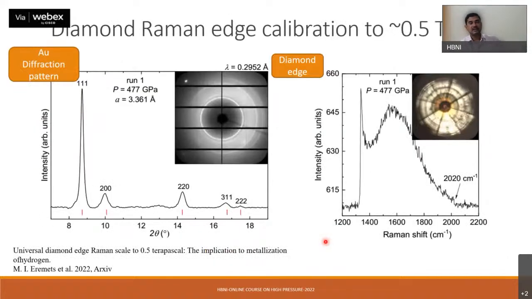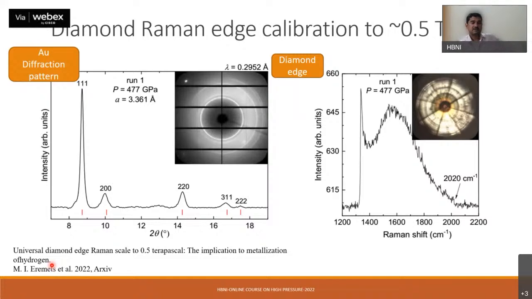And quite recently, people have tried to calibrate this diamond Raman scale even up to 0.5 terapascals. Nowadays, people are trying to achieve the terapascal range of pressures using the diamond anvil cell, as I showed in the last few lectures. People use different kinds of diamond anvil cells, like double stage diamond anvil cells and toroid diamond anvil cells, and they can really achieve pressures beyond 0.5 terapascals.